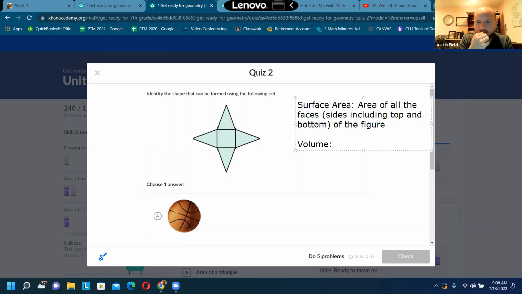So you see the net right there. If we fold it up, it would be a 3D figure. It'd be a pyramid, a square pyramid. But we use the net to find the surface area.